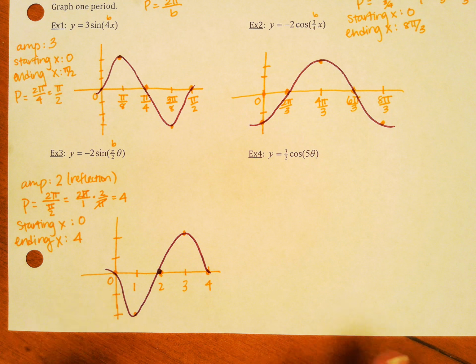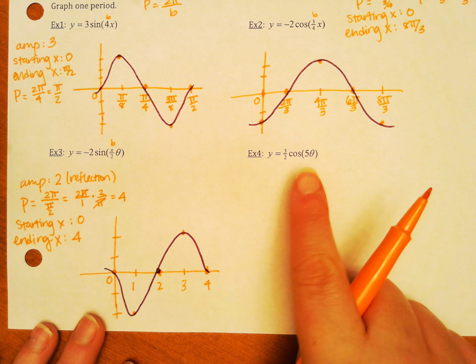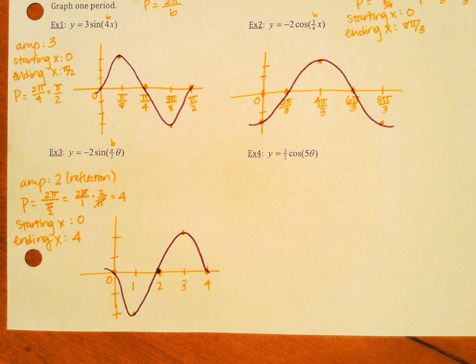Okay, last one. If you want to pause, I would, to try to just figure this out on your own. Finding your amplitude, finding your period, finding your starting x value, finding your ending x value, and then finding the corresponding averages that go along with it with all of your critical values. This would be a good one to test it on.